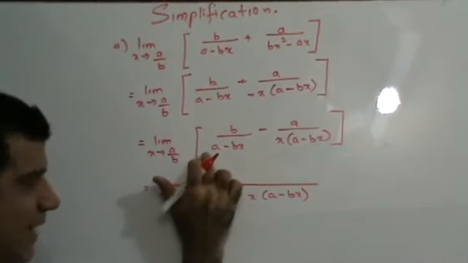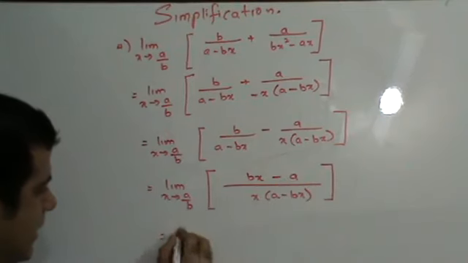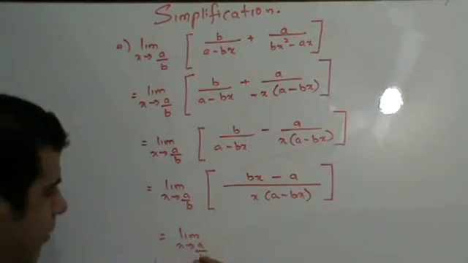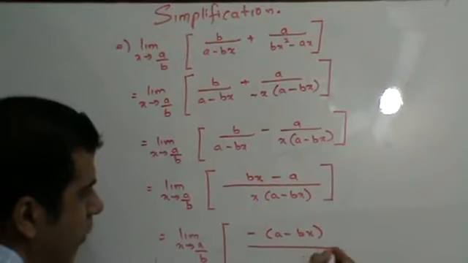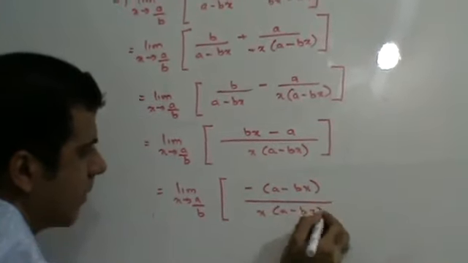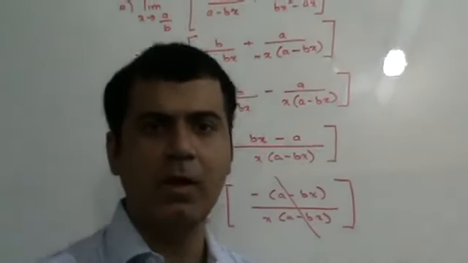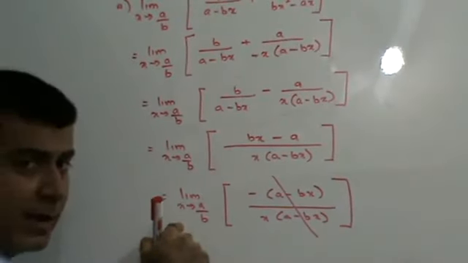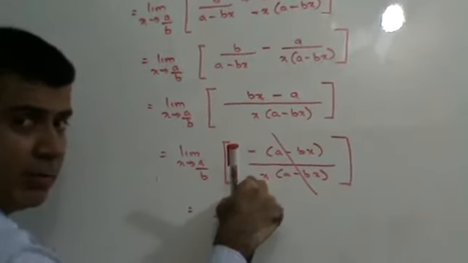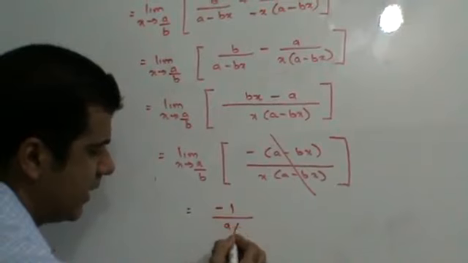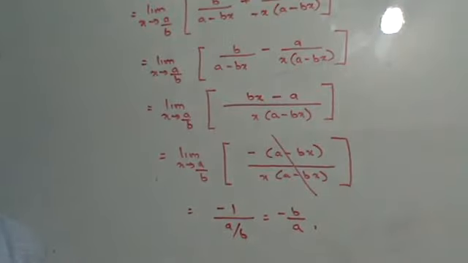Since there was an x less here, you will multiply the numerator by x. This will become bx minus a. This is the limit of x tends to a upon b. Take the minus sign common: a minus bx upon x into a minus bx. The a minus bx in the numerator and denominator gets cancelled. Once you cancel, you need not write the limit anymore. Minus 1 remains in the numerator. In the denominator, I can substitute the value of x as a upon b. So my answer is minus b upon a. That's how you do a simplification sum.